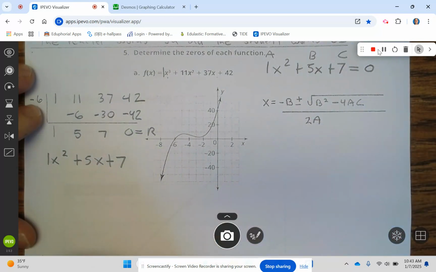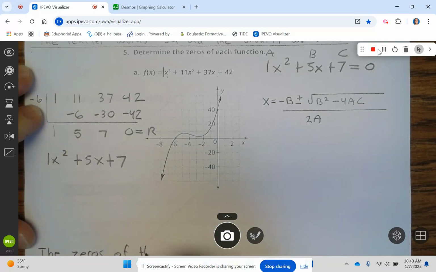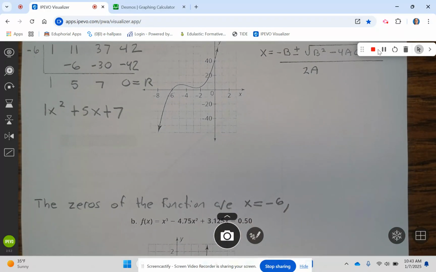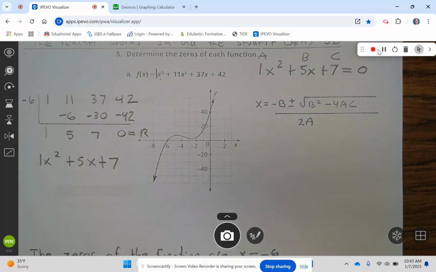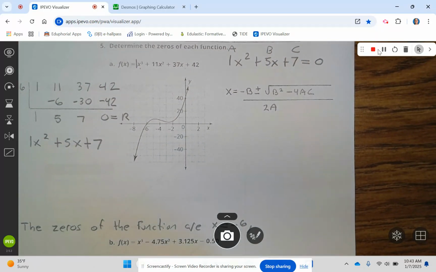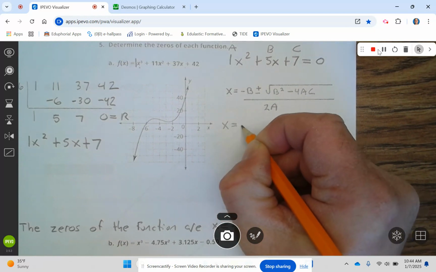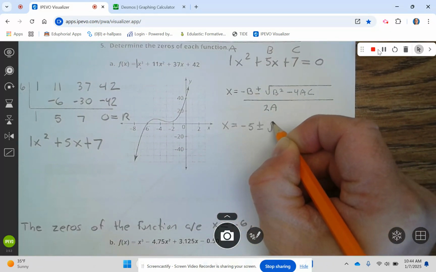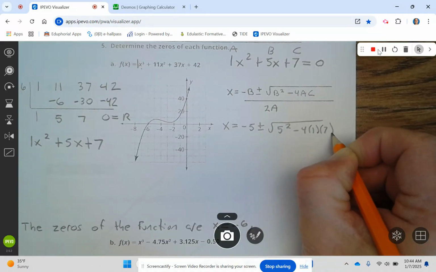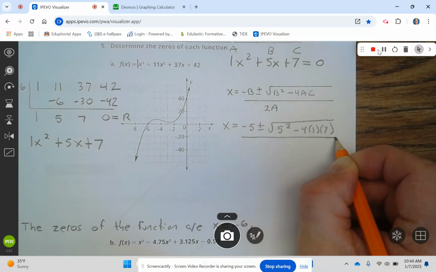But before we do that, we can start by saying the zeros of the function are, we can start with x equals negative 6, because we already have that one. And then let's find the other two using the quadratic formula. Okay, so we plug these numbers in, so then that's x equals negative 5 plus or minus the square root of 5 squared minus 4 times 1 times 7, divided by 2 times 1.